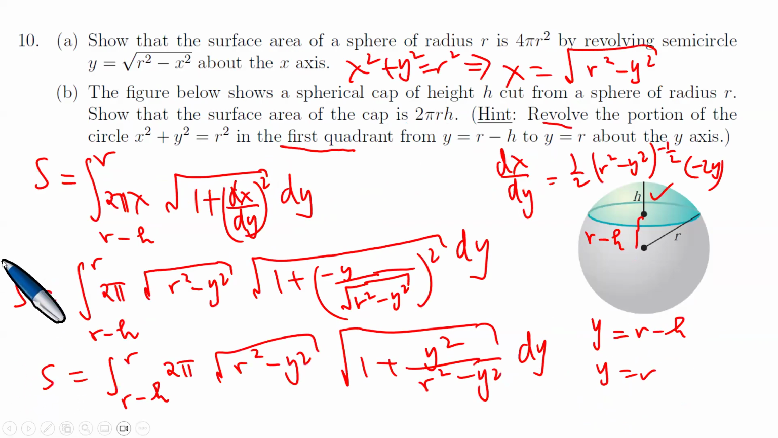But now let's look at where we started with question 10b. We used the formula because we were advised to revolve these about the y-axis. So we used 2 pi x, the integral, the square root of 1 plus dx/dy squared, obviously from y equals r minus h to y equals r, and then we got the answer. Any question on this?